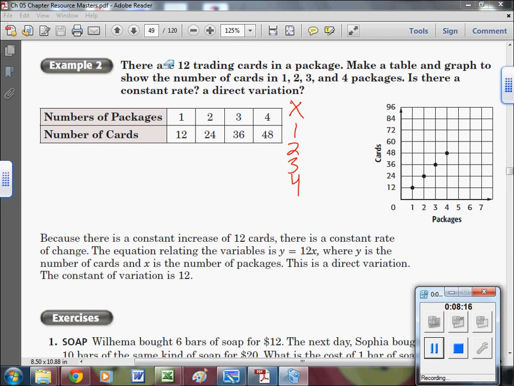Now, if it's 12 cards per package, that means it's 12 times the number of packages. So you could ask yourself, how many cards would I have in 2 packages? Well, you would do 12 times 2. So that tells you it's multiplying.